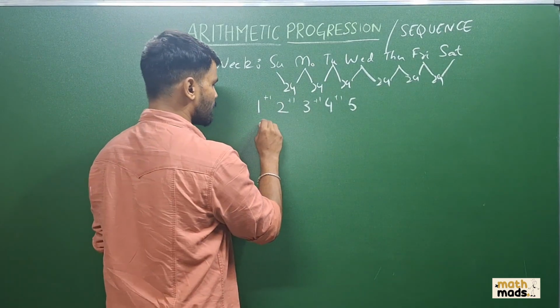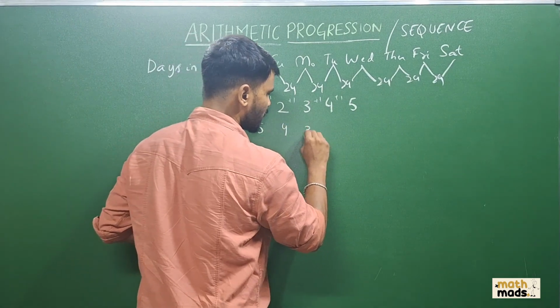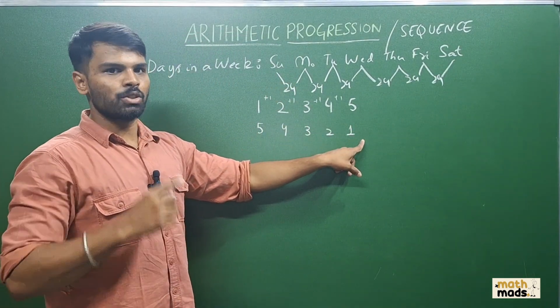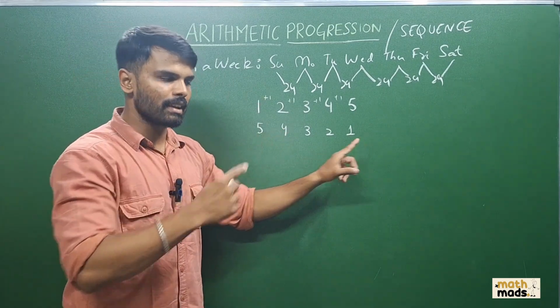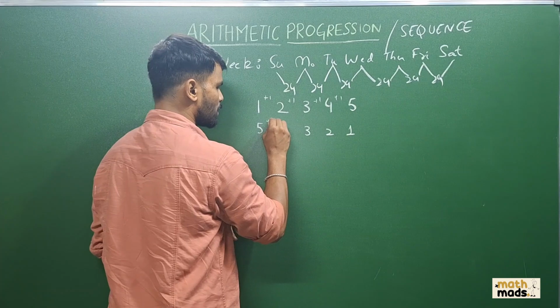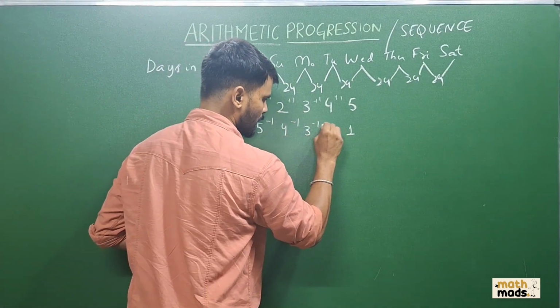Now, let me write the same example in a different way. 5, 4, 3, 2, 1. Now, it is starting from 5 and ending at 1. So, you should get an idea. It is decreasing. By how much is it decreasing? It is decreasing by 1. So, instead of plus 1, you will write here minus 1, minus 1, minus 1.